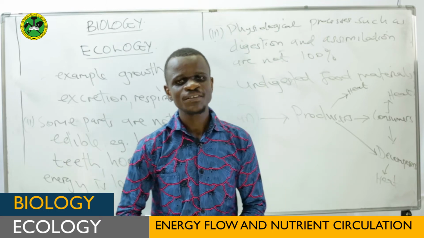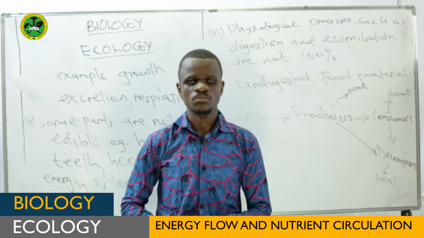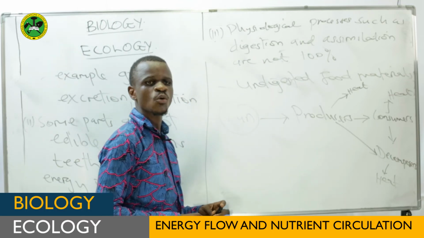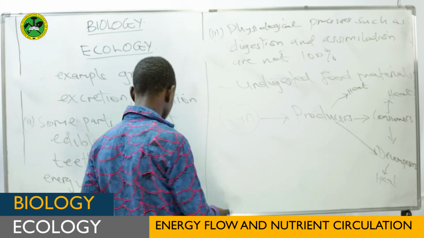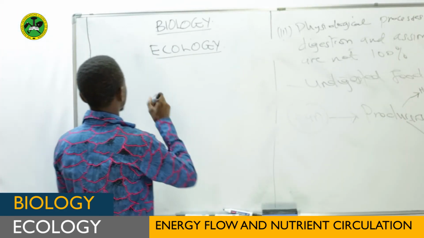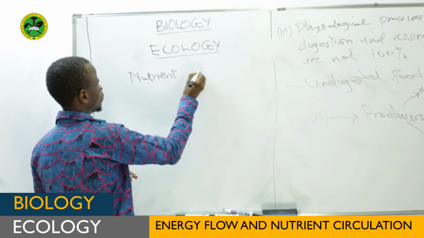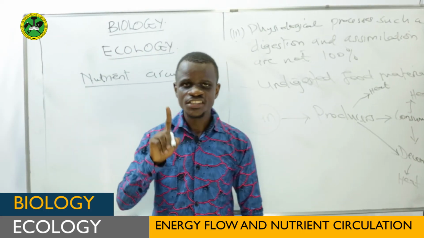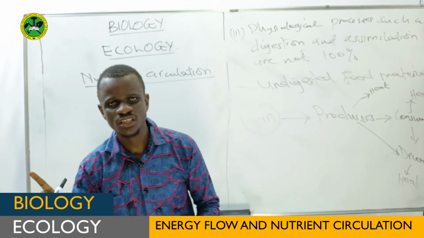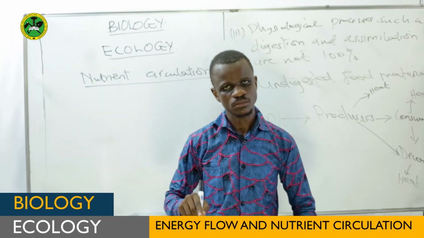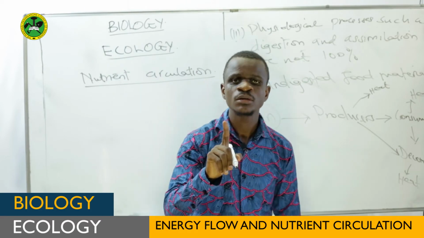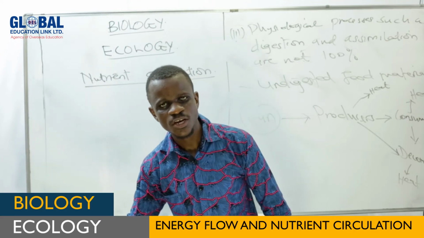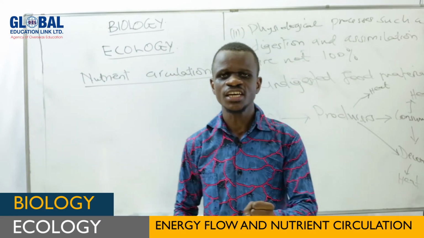Now students, after discussing the concept of energy flow, let us now see the concept of nutrient circulation. How nutrients circulate from one trophic level to another trophic level. Nutrient circulation. Okay. Nutrients circulate from abiotic to biotic, and also from biotic to abiotic. Nutrients from the soil circulate to plants, plants to consumers, consumers to decomposers, but decomposers set the nutrients free to be taken by plants.